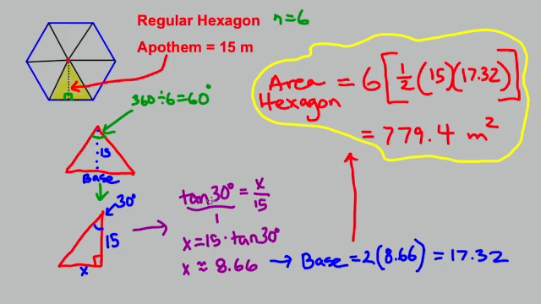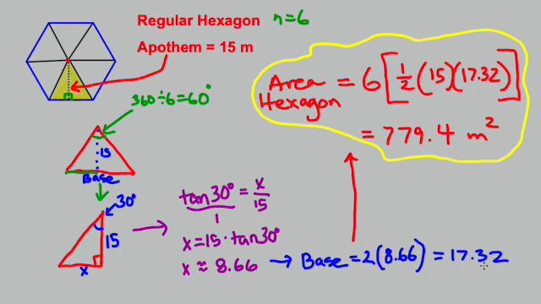So I can say tan 30 equals x over 15. Therefore, x ends up being 15 times tan 30, which is 8.66. Keep in mind, whatever x is, I need to double it to actually find the base, because x only goes out partially right here from one end out to the center. So I have to double it. So if I double it, I get 17.32.